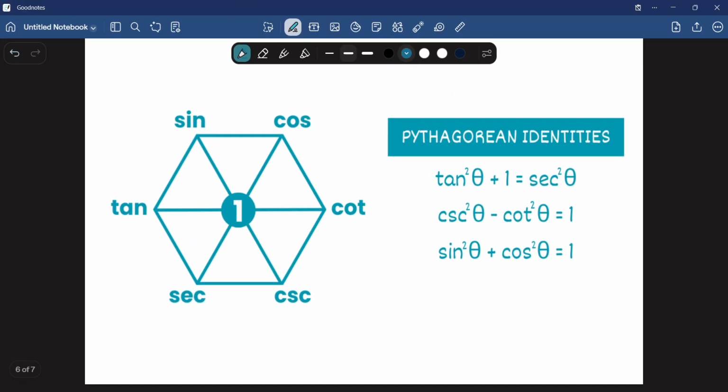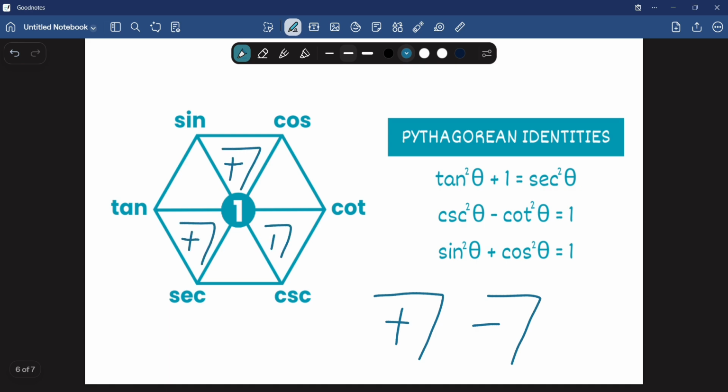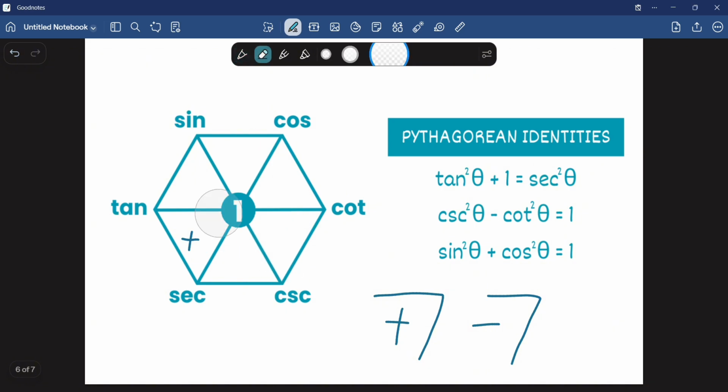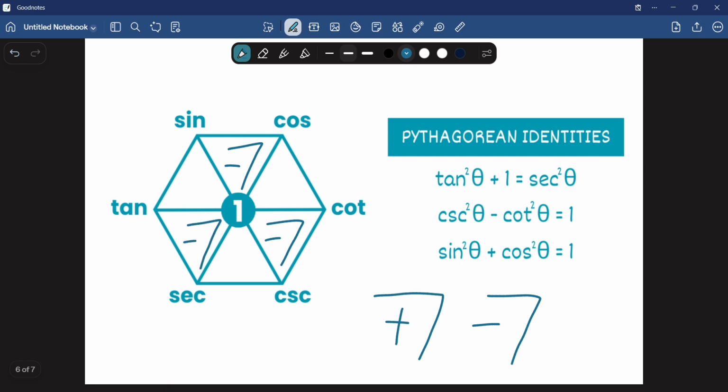For the last trigonometric identity, we have the Pythagorean identities. And when finding them using the magic hexagon, just imagine a half triangle movement. If the movement starts from the top, that means addition. If it starts from the bottom, that means subtraction. Using the magic hexagon, we can locate the addition movements right here. And the subtraction movements right here.